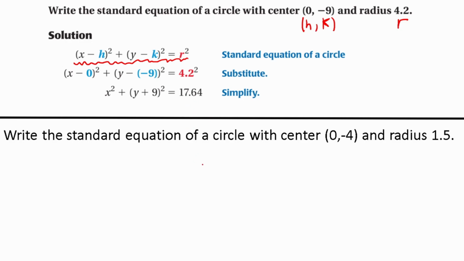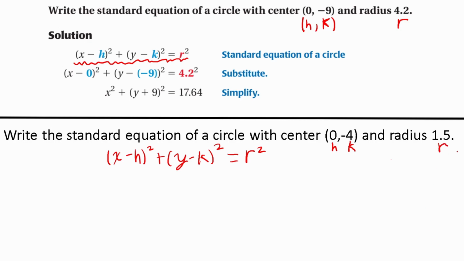So let's try this ourselves. Let's start out by writing the equation of the circle. So we're going to write (x minus h) squared plus (y minus k) squared equals r squared. And let's label everything that we're given. It says our center is at (0, -4), so let's label that (h, k). And my radius is 1.5. That's going to be my r.